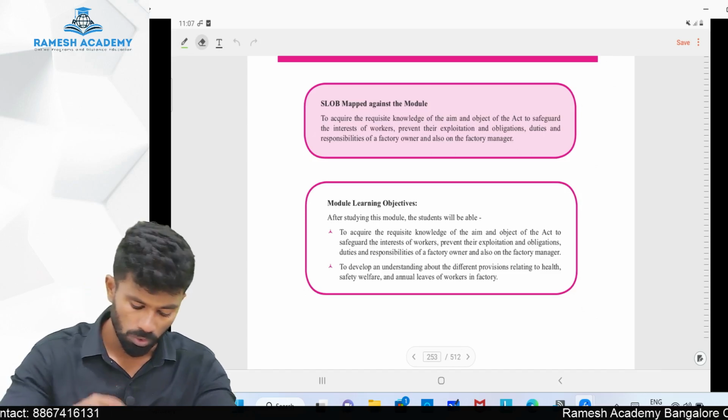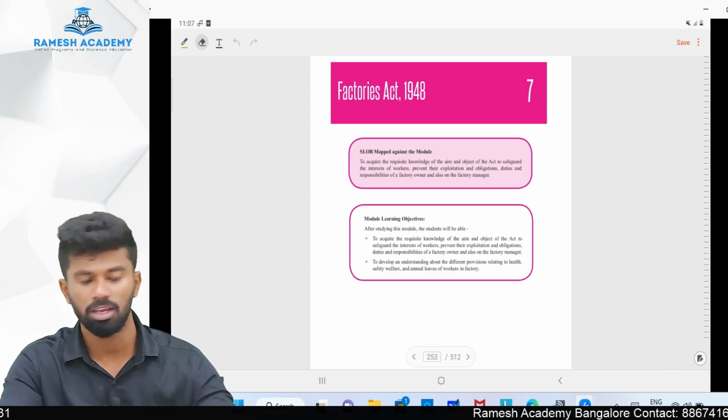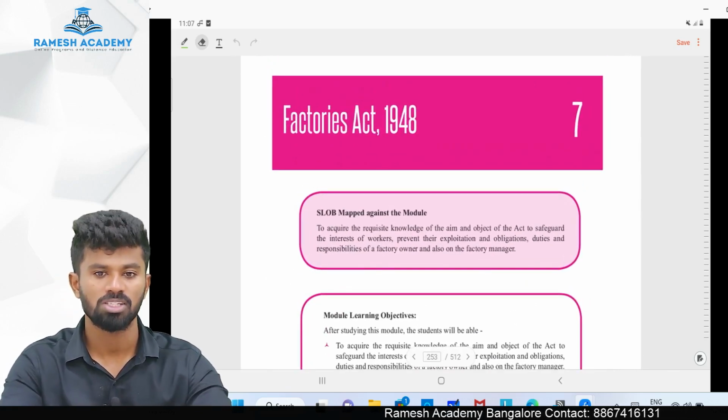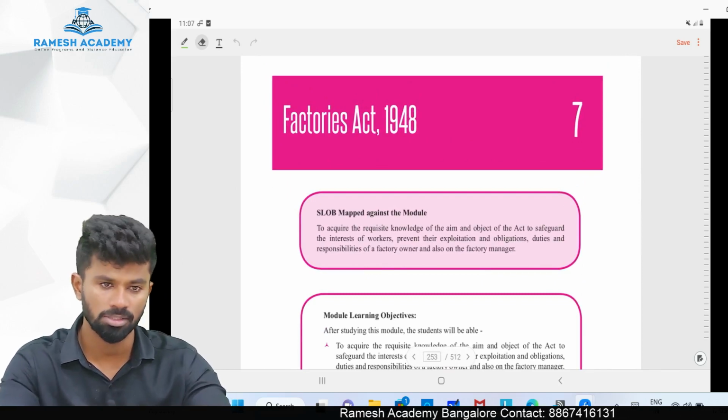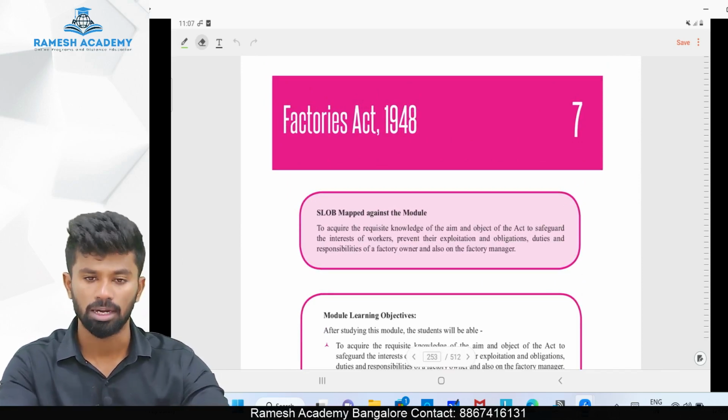Okay, so in the Factories Act 1948, if you observe the year of the act, this is one of the oldest laws. This was made immediately post independence. So the act year is 1948.